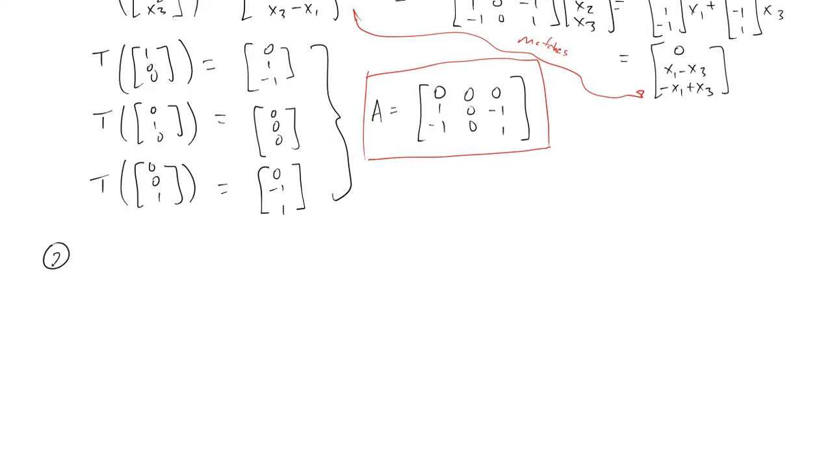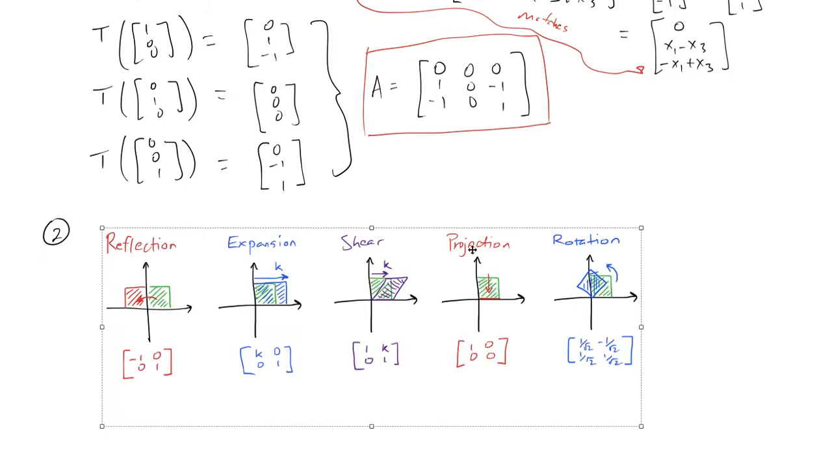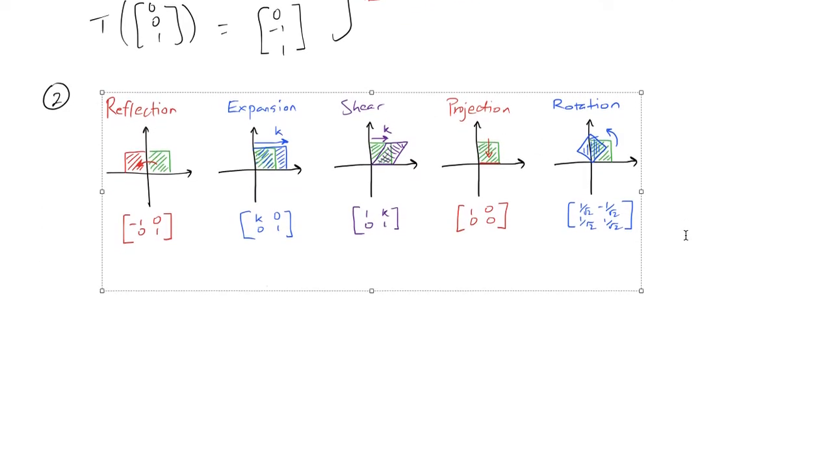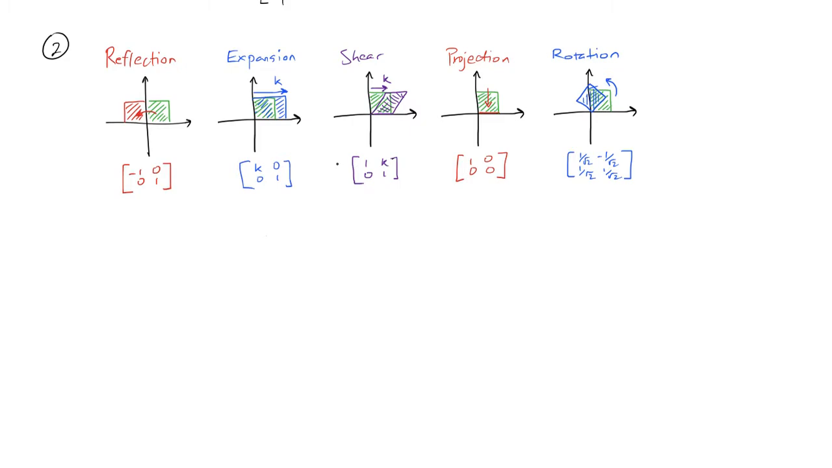All right, so now we're going to go over some common 2D transformations. And here's a few of them. These are transformations from R2 to R2. This is a reflection, an expansion, a shear, a projection, and a rotation. And here are the standard matrices for each of these. So if you want to reflect any vector across the y-axis, you multiply by this matrix, etc.